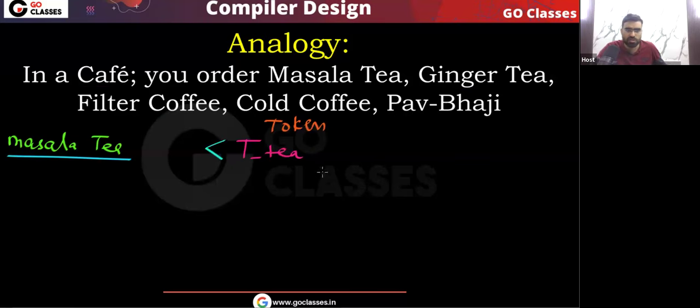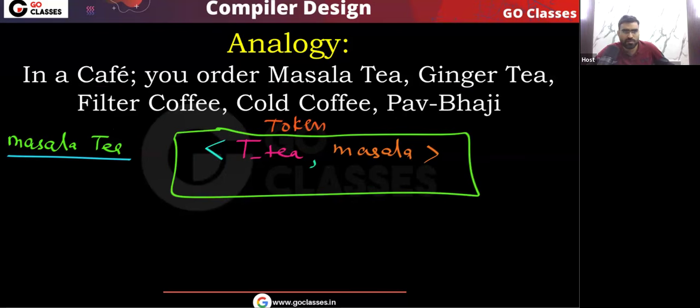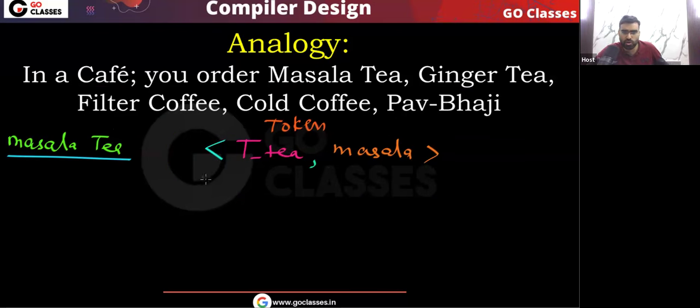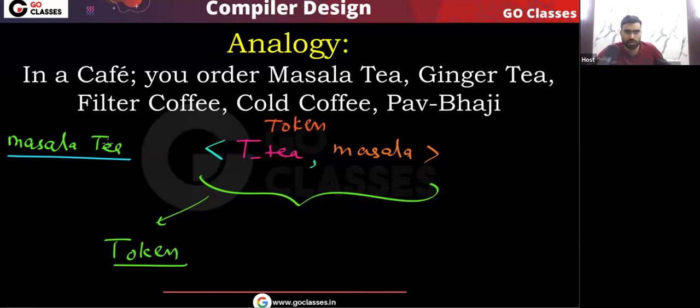So this is the token name. And the token value? See, the token name is T, but the token value is masala tea. Is this clear? So something like this. This complete thing is called a token. This is the token that will be generated when you order masala tea.